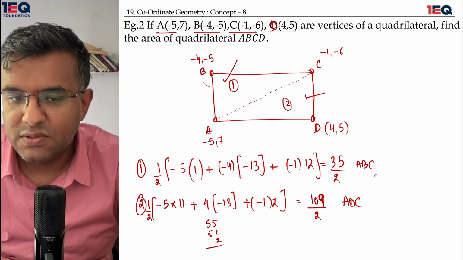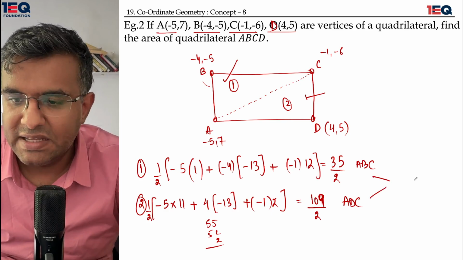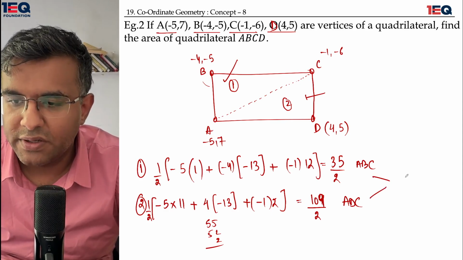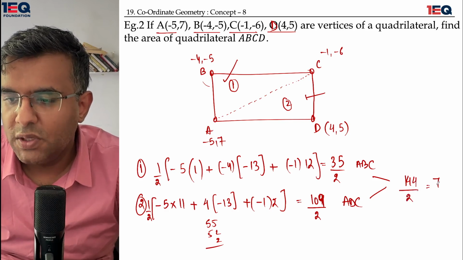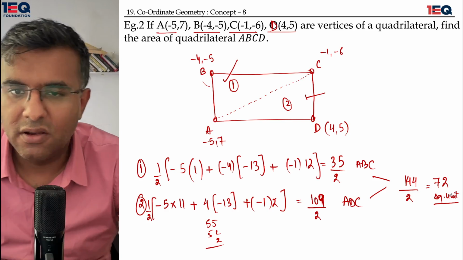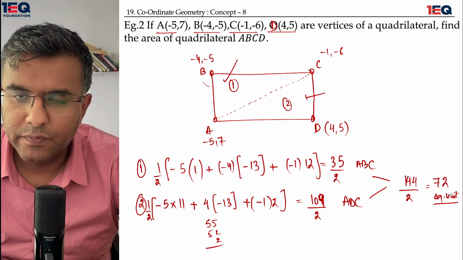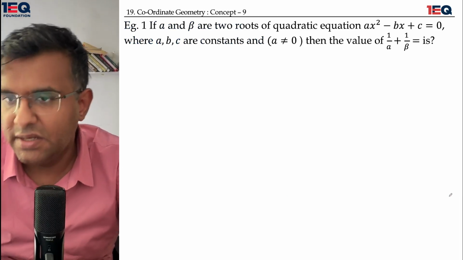My final answer is going to be the sum of 1 and 2, which is ABC plus ADC. That would make up the entire quadrilateral. This would become 144 upon 2, which is also equal to 72 square unit. Now this is the area of the quadrilateral. Okay, let's move on. This is one last miscellaneous question.